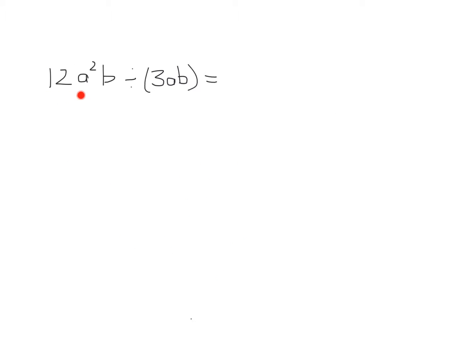Alright, here's a little bit more of a complicated one, and this is kind of how you would get them if you were given them in a test or an exercise to do. This will be 12a squared b divided by 3ab. Put the video on pause and give it a go. The first thing I'm going to do is write my expression out properly. So it'll be 12a squared b divided by 3ab.